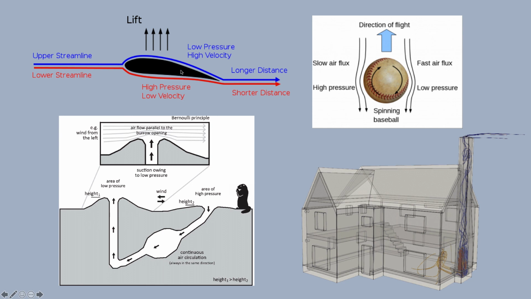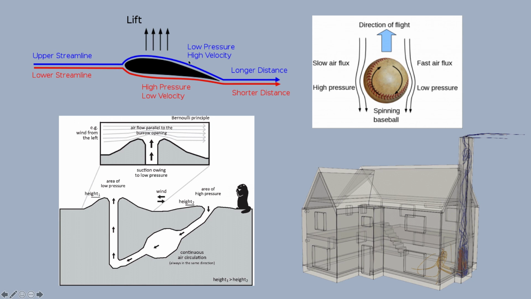The first example of the Bernoulli effect is the lift on an airplane wing. So why does a plane lift off the ground? Well, it's because of the way that air flows around the wing, and the shape of the wing dictates that. So look at the red line here, the lower streamline. In order for air molecules to make it to the other side, they have to follow this path around the bottom, and then they have to follow the blue line, this path, around the top.